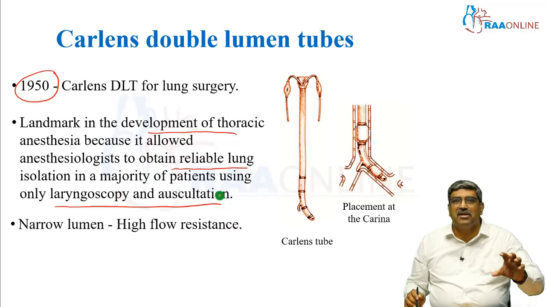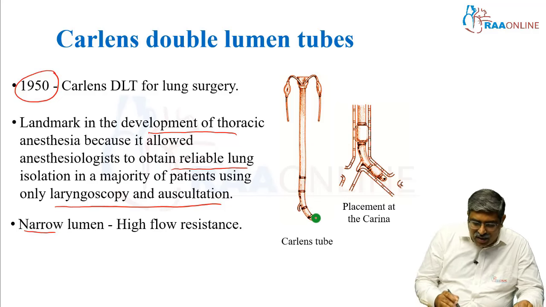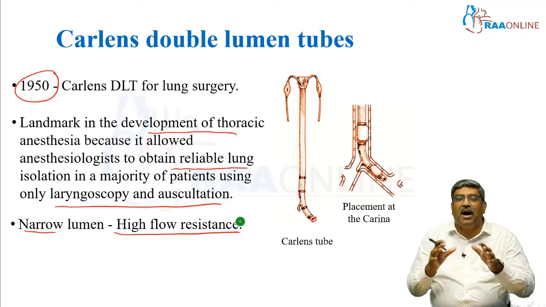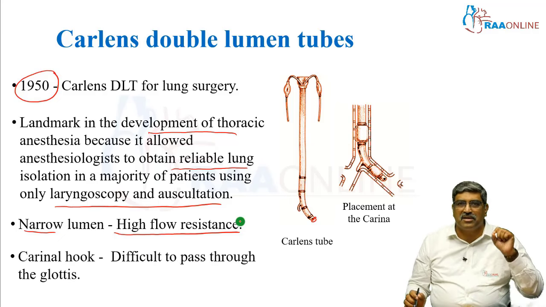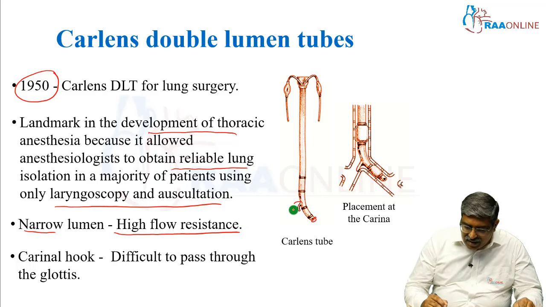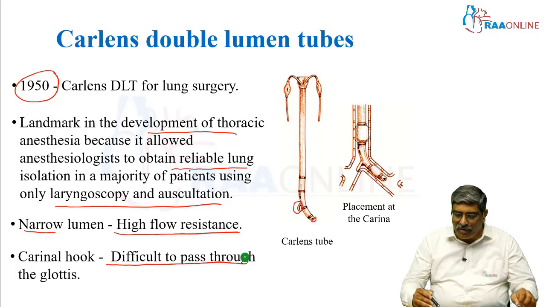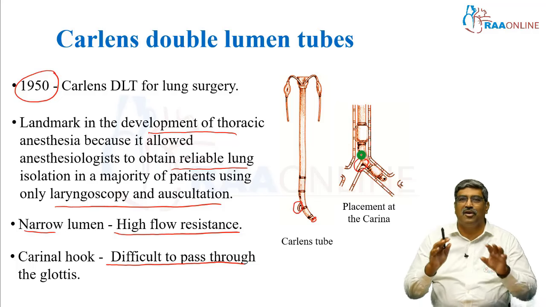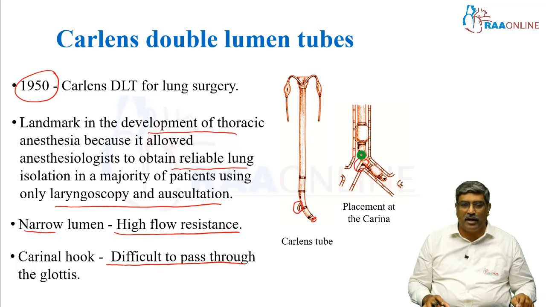And features of Carlens tube is it has a narrow lumen, so there is going to be high resistance to airflow. Next important structure is the carinal hook. This carinal hook made Carlens tube difficult to pass through the glottis. These are the two difficulties, narrow lumen and the carinal hook.